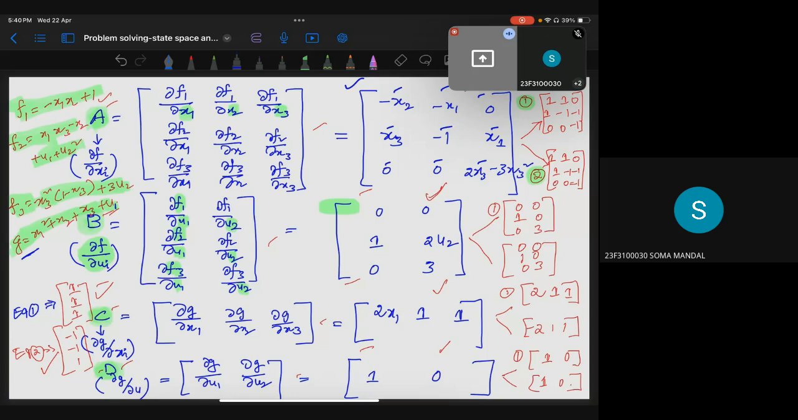Just a minute. Okay, fine. This is the F2 by U2. Oh, okay, correct. So this is the matrix. Now again, substitute both the expressions. When you substitute equilibrium 1, you'll get this matrix. When you substitute equilibrium 2, you'll get this matrix. Is this clear?